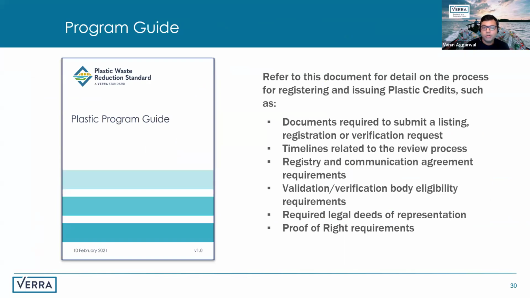Now, moving on to the next important resource, the Plastic Program Guide, which details out the process for registering and issuing plastic credits. We talked at length about the various steps, so a lot of that information can be referenced from within the Plastic Program Guide. So the guide provides information related to the documents required to be submitted during listings, registrations, verification approvals. It also lays out the timelines for each step of the process, the various requirements related to the documents, such as the communication agreement, the various legal deeds, representations, the eligibility requirements for the VVBs, and also proof of right requirements.